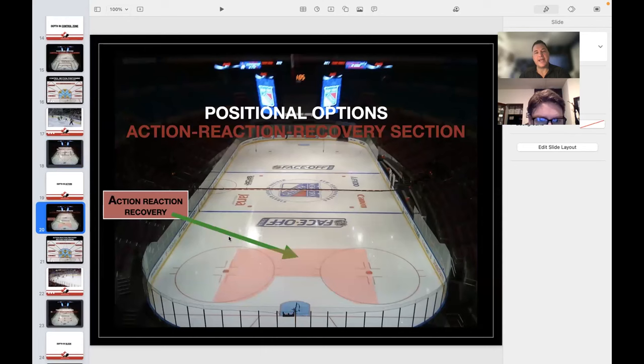Yep. When I get into block or action reaction, this is the shaded area for action reaction. You act, react, recover. This is a perfect area for your breakaways. They always make their fakes here. Or they make their fakes here. And then based on what you do, they move and take advantage of you. Three quarter crease is a better control there.